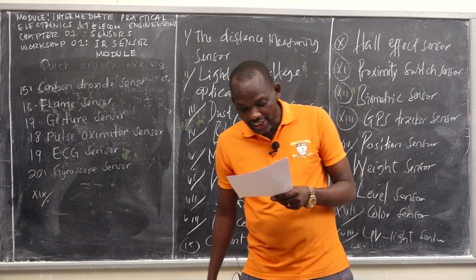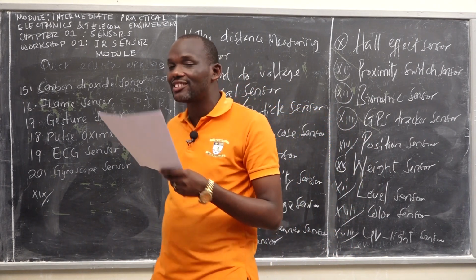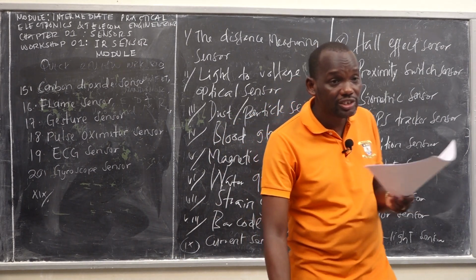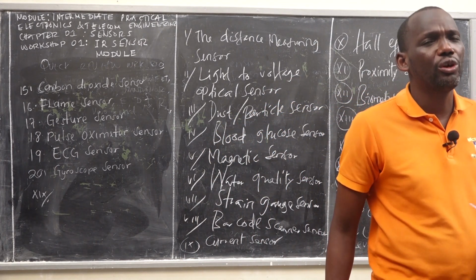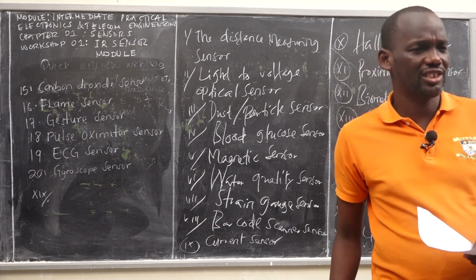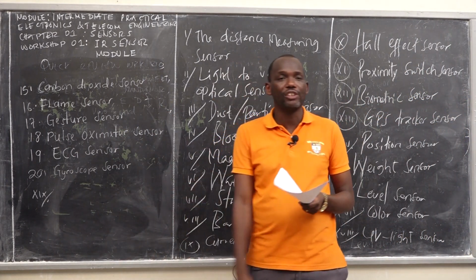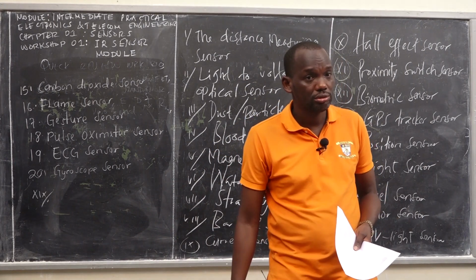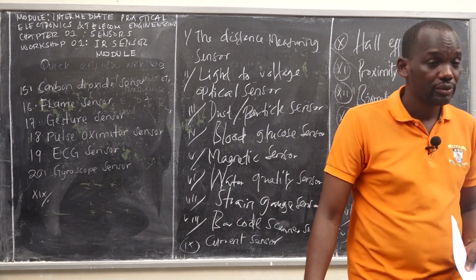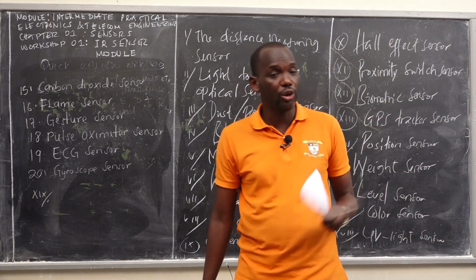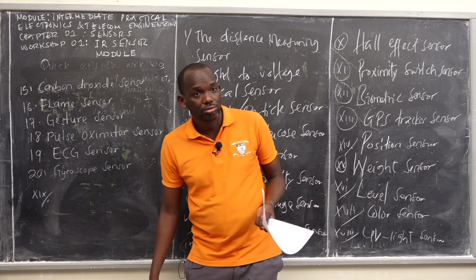Yes. Then the next one is the pressure sensor. We have two types of pressure sensors: the atmospheric pressure sensor and the human pressure sensor. Right? The atmospheric pressure sensor measures the pressure of the atmosphere, in what? Millimeters of mercury. Or in what? Newtons per square meter. Or in what? Pascal. Okay?